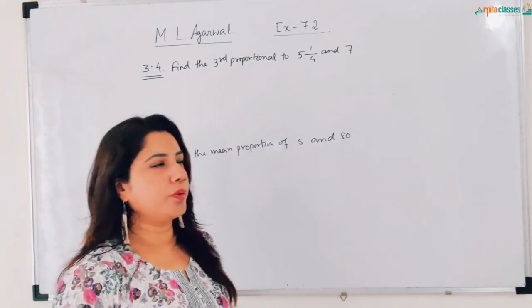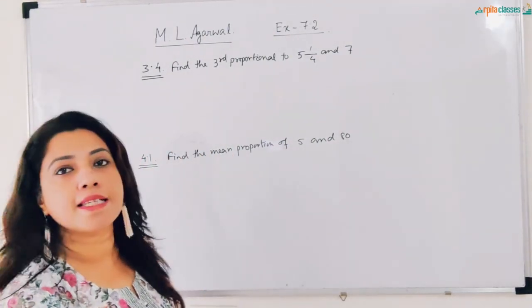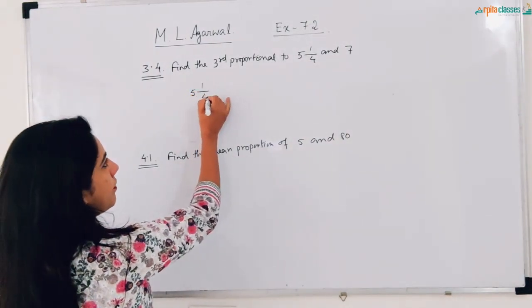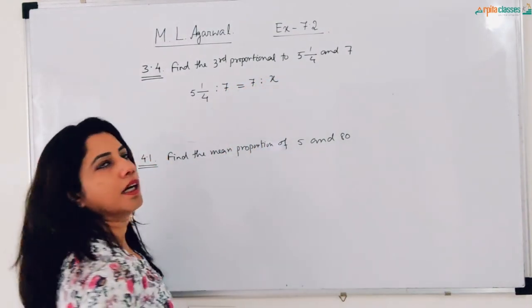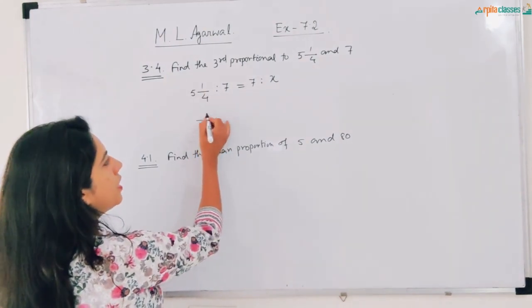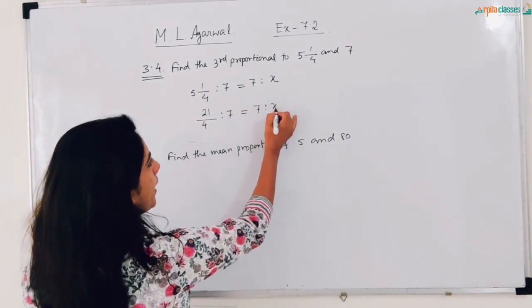Okay, let us start with the next question. The next question is also find the third proportional to 5 whole 1 by 4 and 7. So let it be x, so 5 whole 1 by 4 is to 7 is equal to 7 is to x. Now let us calculate this, convert it into improper fraction. 21 by 4 is to 7 is equal to 7 is to x.